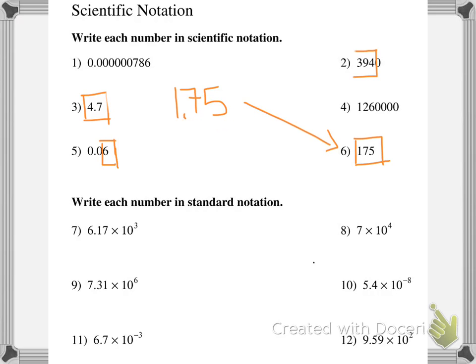And that is how we decide what the exponent is going to be. So it was 1.75 times 10. 175 is a big number. It's a number bigger than 1. And so 2 moves, positive 2. Whew. And that, my dear children, is that. That is how you express a number in scientific notation.